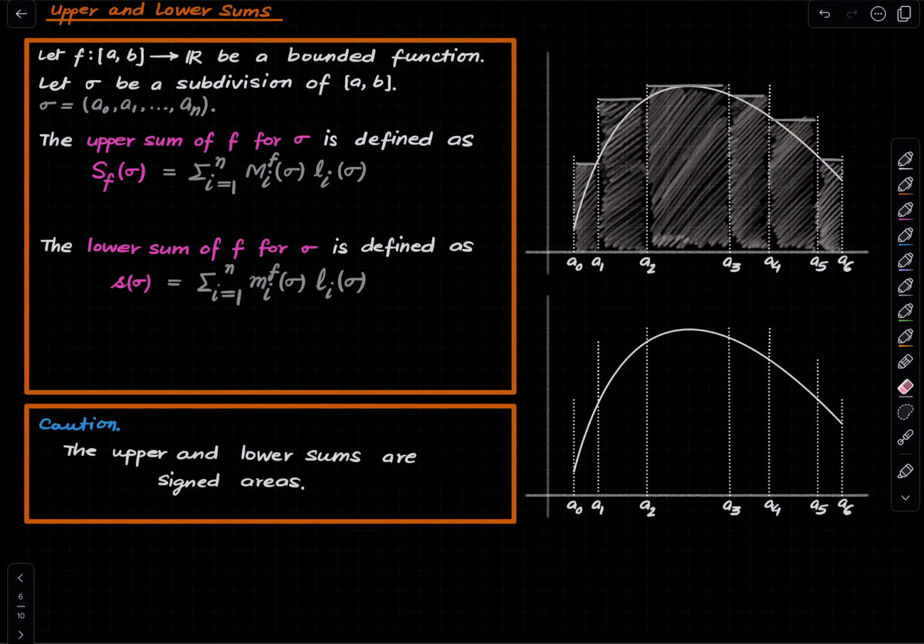And as I said, we have to be very careful that these are signed areas. These numbers could be negative. My picture is a bit misleading. Apologies for that. Okay, let's proceed.